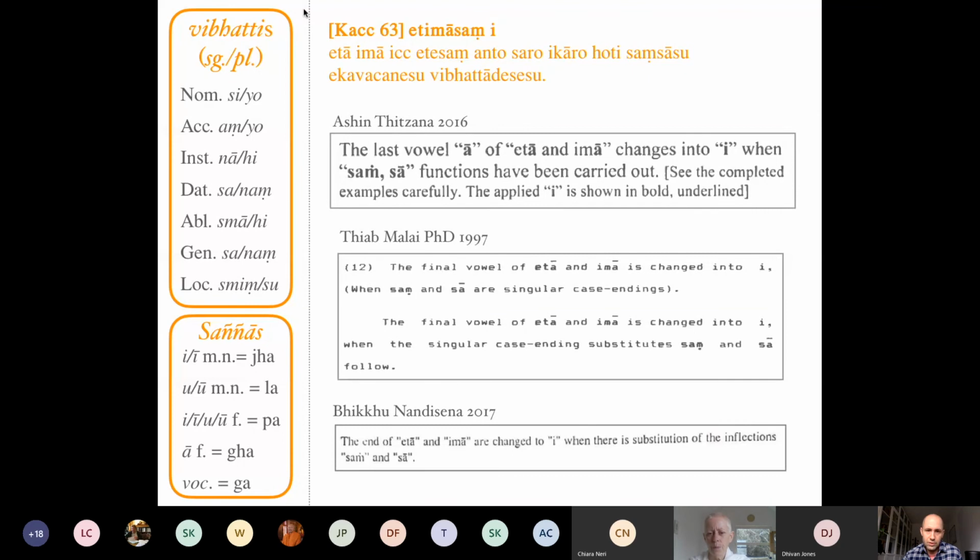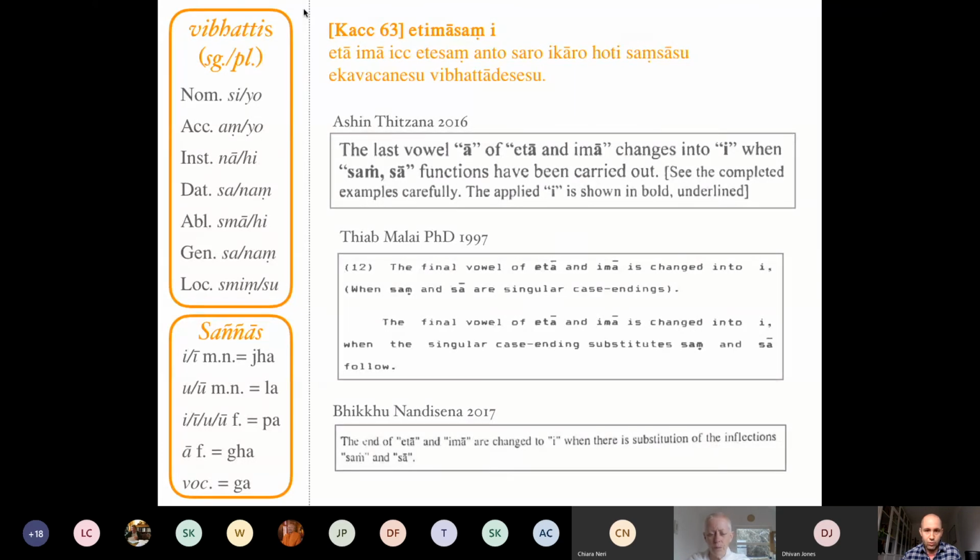Then another translation: the final vowel of eta and ima is changed into I when sam and sa are singular case endings. See here that Venerable Thitapmalai is already indicating the anuvutti in round brackets. So this part of the translation, when sam and sa are singular case endings, comes from the previous rule, samsaso ekavachanesu, if you remember. This is the way he uses to express the anuvutti, the recurring information. And then he translates the vutti proper: the final vowel of eta and ima is changed into I when the singular case ending substitutes sam and sa follow.